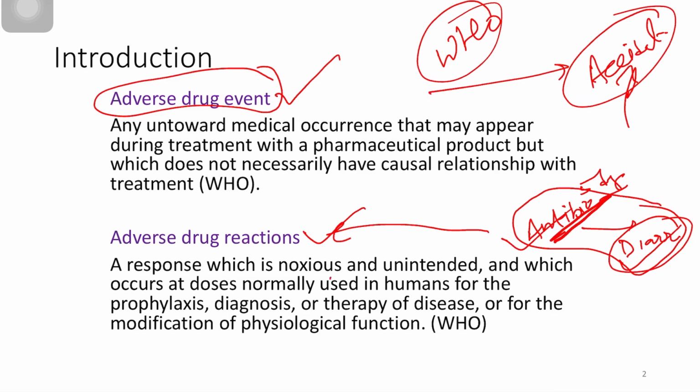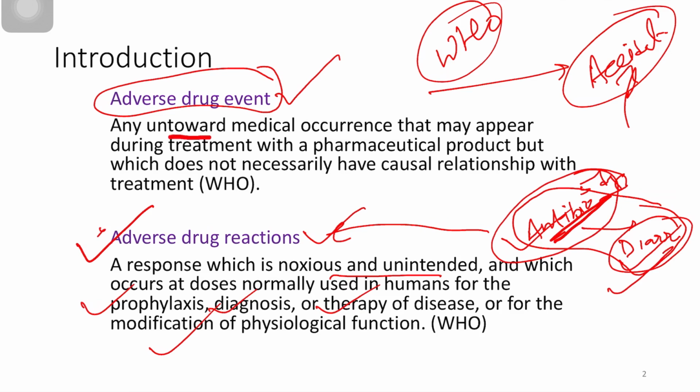A response which is noxious and unintended and which occurs at doses which we use for any of the intentions, whether we use that dose or drug for prophylaxis, for diagnosis, for treatment, or for modification of physiological function. For any intention, if you use any kind of drug and any noxious or unintended response happens, that is called an adverse drug reaction. So we use the antibiotic for treatment of infections and a noxious and unintended reaction happened, that is diarrhea, and that was because of the antibiotic, so it is called an adverse drug reaction.